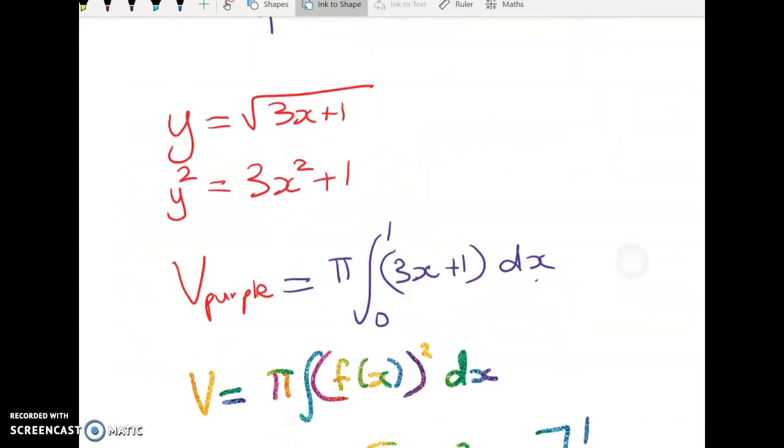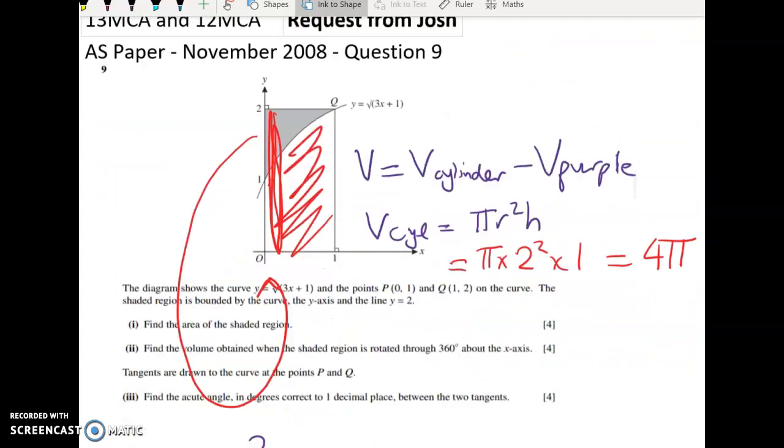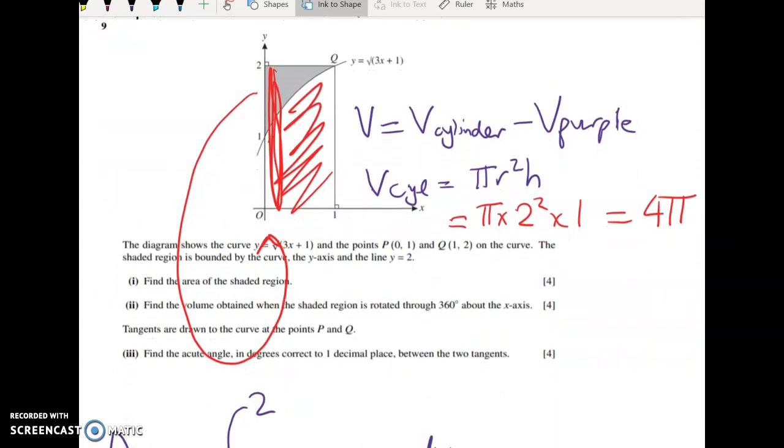Okay, so I'm going to do a separate video to do the tangent question, and it's 8:20 on Friday night, so I'm going to stop now and do that one tomorrow morning. So hopefully this helps you get started on this question, and you can have a go at part 3 on your own.